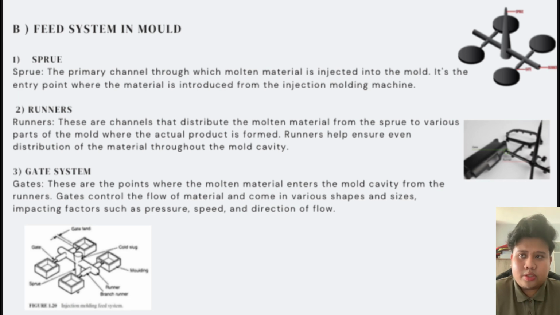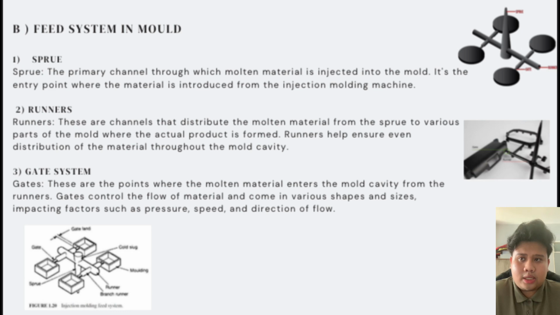Feed system in a mold. First is sprue. The sprue is the primary channel through which molten material is injected into the mold. It is the entry point where the material is introduced from the injection molding machine. Number 2 is runner. Runners are channels that distribute the molten material from the sprue to various parts of the mold where the actual product is formed. Runners help ensure even distribution of the material throughout the mold cavity.